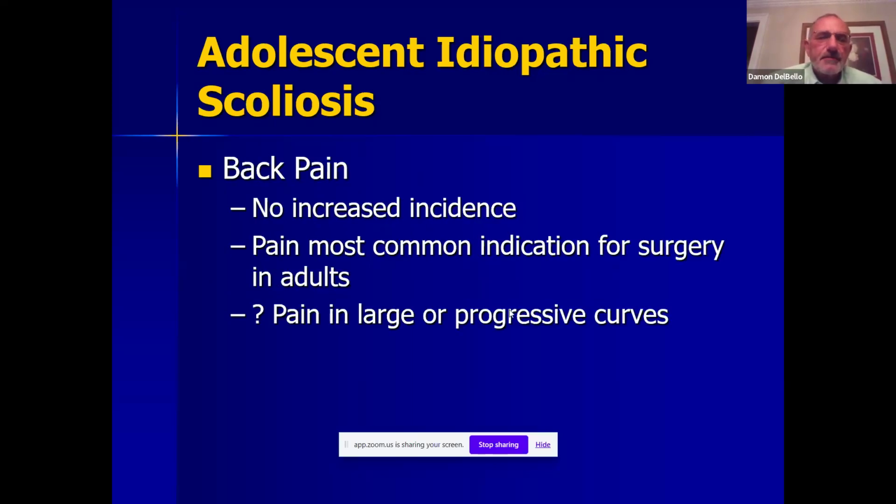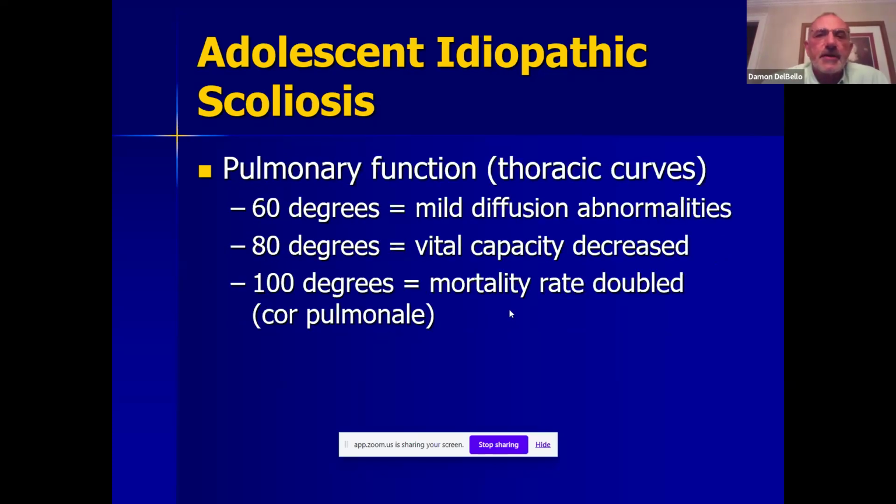Statistically, there's no increase in back pain with patients who have scoliosis. Is there back pain? Yes, there is. Anecdotally, I find that kids who have scoliosis and then present with back pain during our follow-up period, frequently the back pain is associated with an increase in the curve size. And we also know that back pain is more common in adults and is the frequent indication for surgery in those adults. But in the adolescent and child, back pain needs to be investigated. And we'll get to that in a minute.